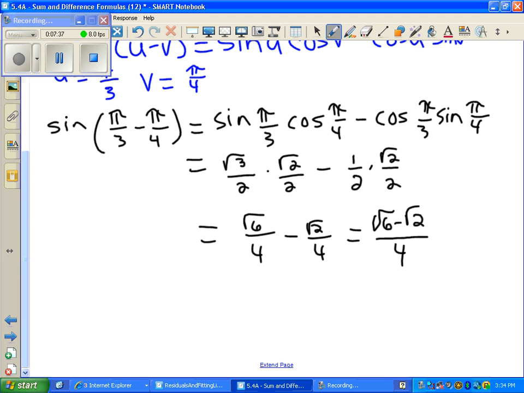This concludes the examples for 5.4a, sum and difference formulas. If you have any questions, please make a note of it and ask them in class tomorrow.